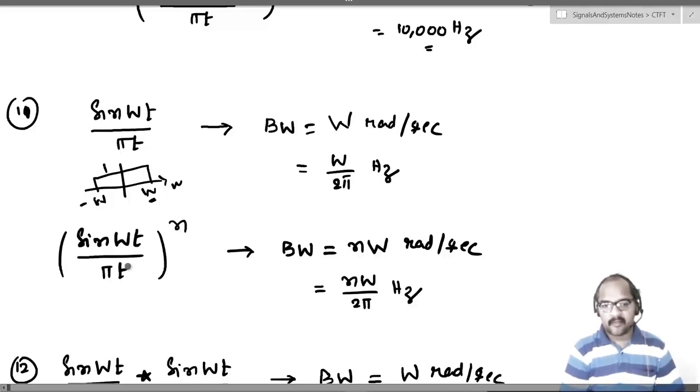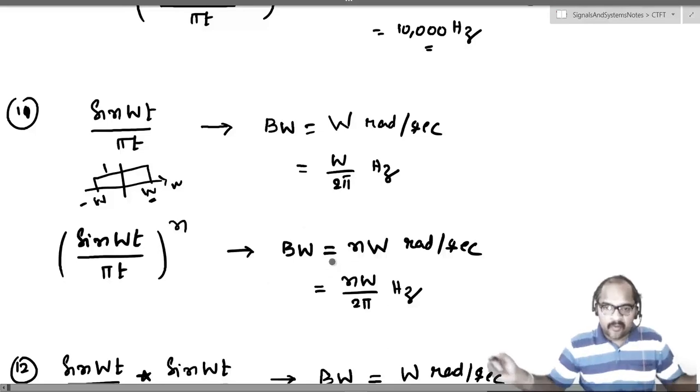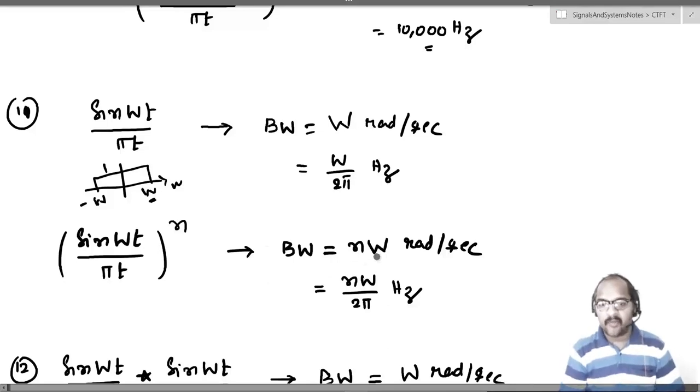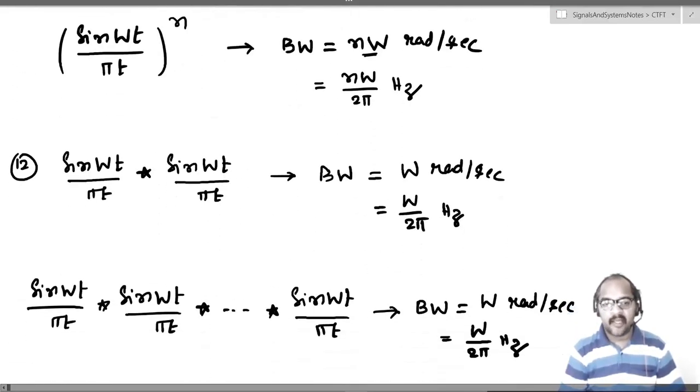Now if you take (sin(Wt)/(πt)) to the power n, and you want to find the bandwidth of this signal, what will happen in the frequency domain? We have to convolve this rectangle with itself how many times? N times, and hence the bandwidth of the function will increase, and that will be equal to nW radians per second, or nW by 2π hertz.